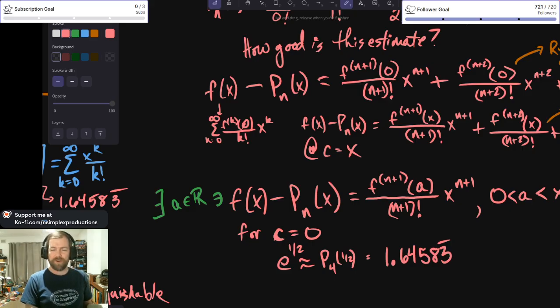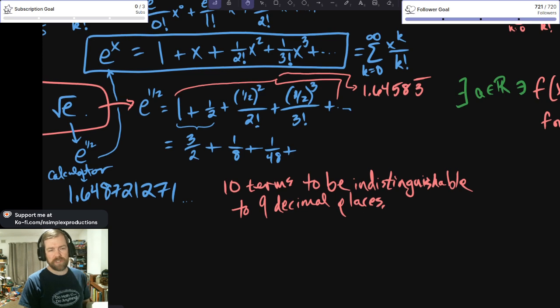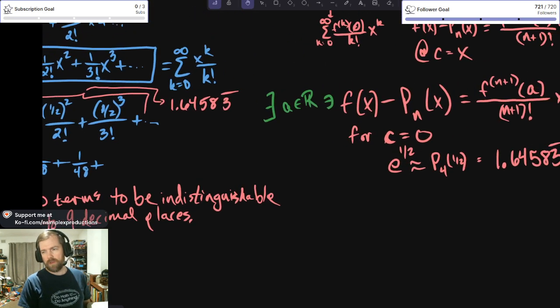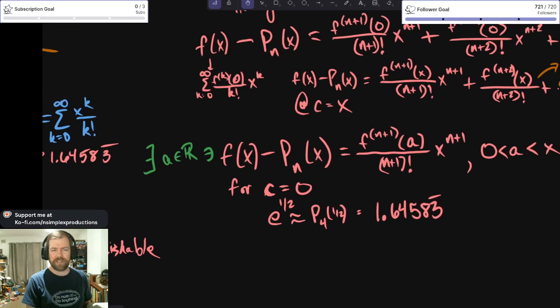So p sub 4 at 1/2 is this value, 1.64583 repeated. And again, it's close enough for a 4th degree polynomial to get e to the 1/2, right? Our square root of e, which we know to the correct 9 decimal places, 1.6487212. So 1.645 instead of 1.6487. If you squint, it sort of looks almost right.